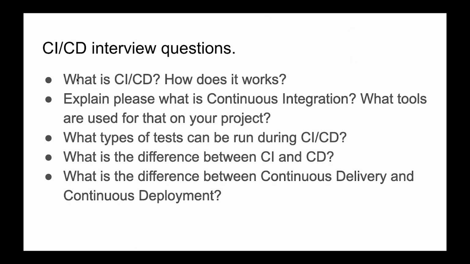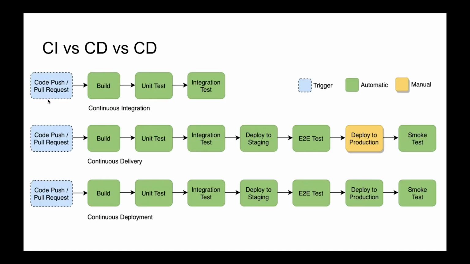So let's start from the first one. What is CI, CD, and how does it work? We already saw this screen, and first of all we should mention what CI is. It's continuous integration, and CD is continuous delivery. Almost always it's continuous delivery, sometimes continuous deployment, but whatever, it doesn't matter, because then we will cover what the difference is. So what is continuous integration?